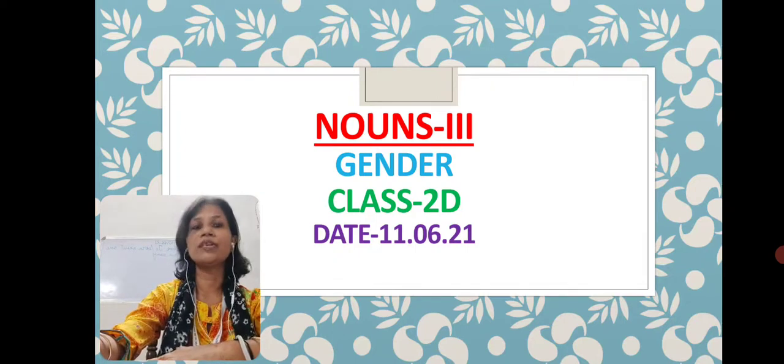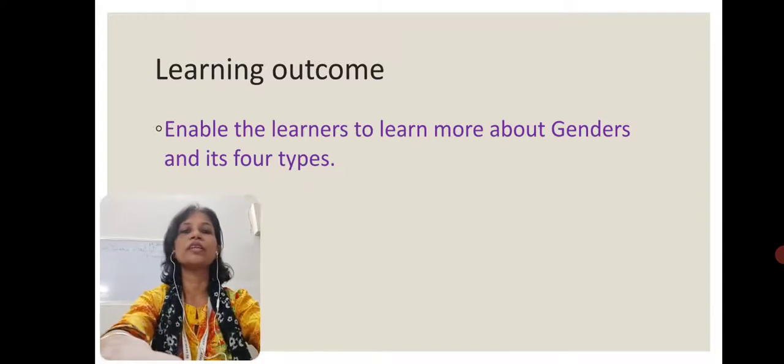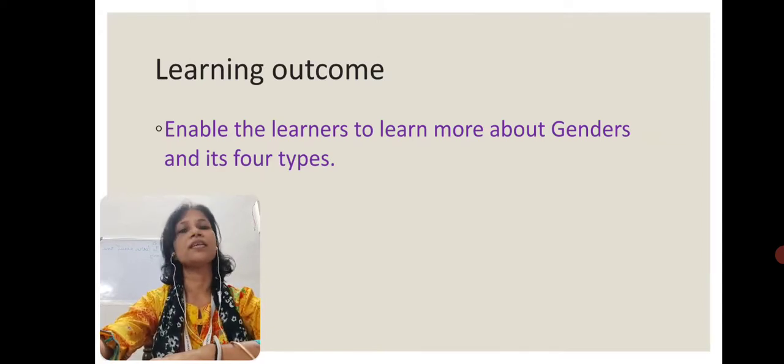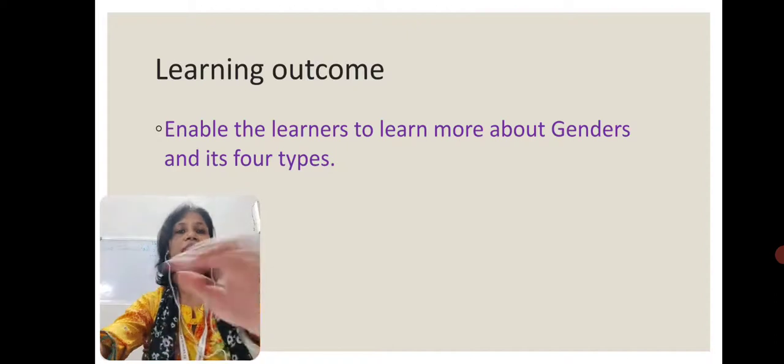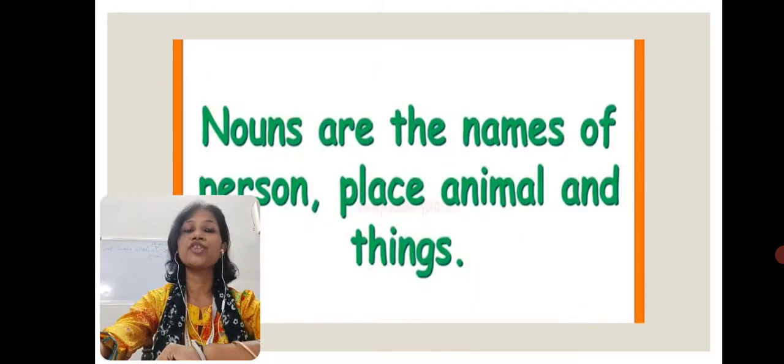Nouns-III, gender. Now basically what do we mean by gender? We will come to know through this slide. Fine. So let us move towards the objective of today's class. The learning outcome is to enable the learners to learn more about genders and its 4 types. So basically we have 4 genders. Gender is a part of nouns.